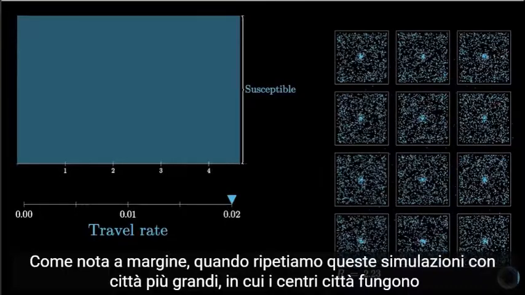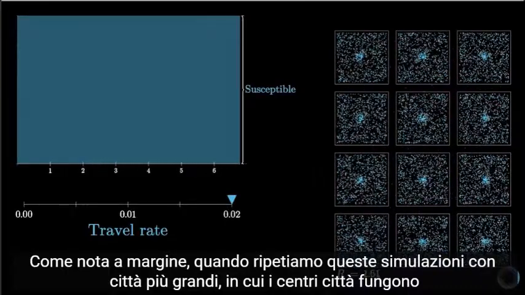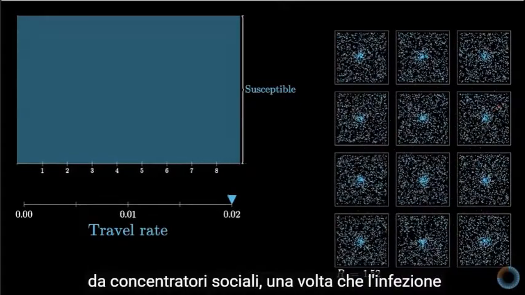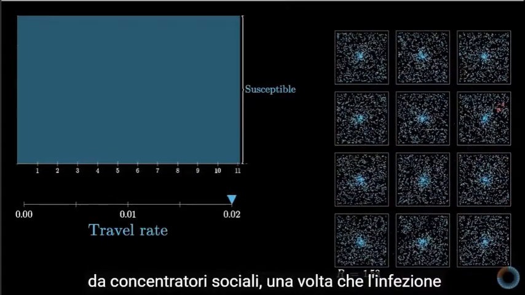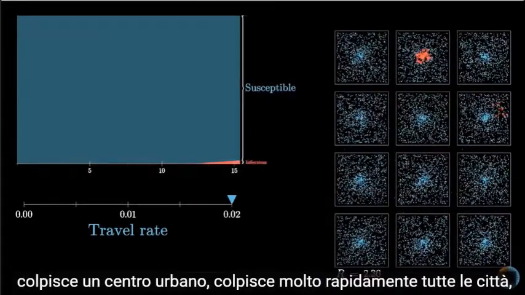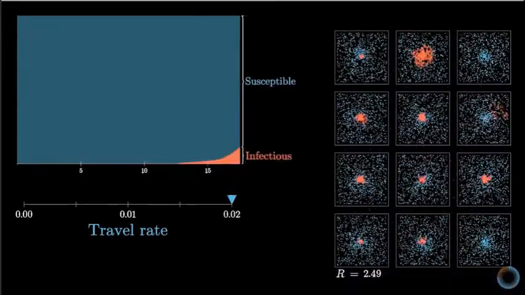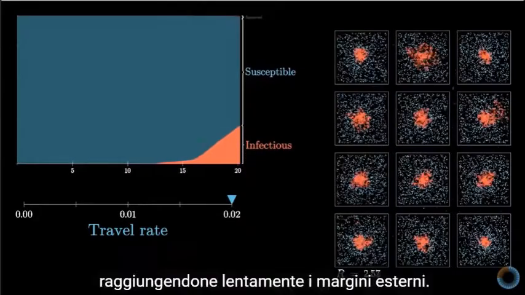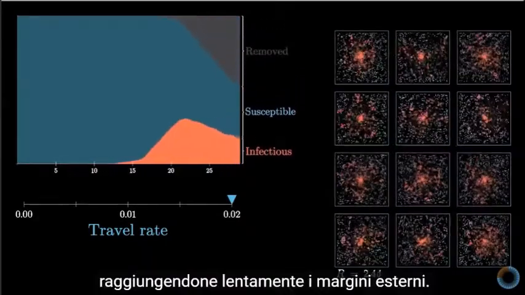As a side note, when we run these simulations with larger cities, which has the effect that city centers act like concentrated urban hubs, you can see how as soon as the infection hits one of these urban centers, it very quickly hits all of them. And after that, it slowly spreads to the edges of each community.